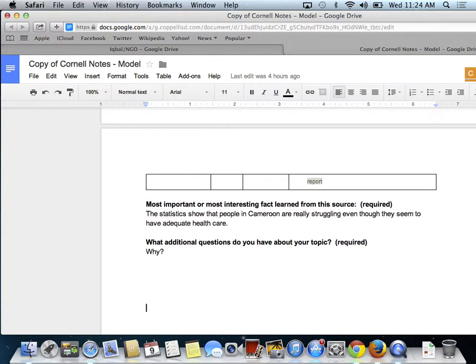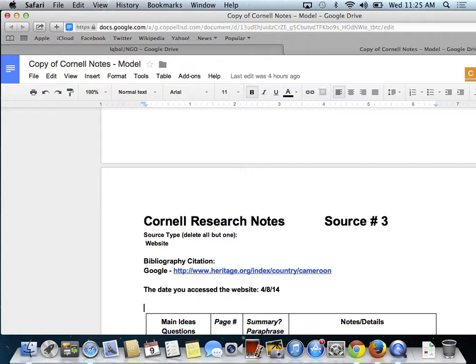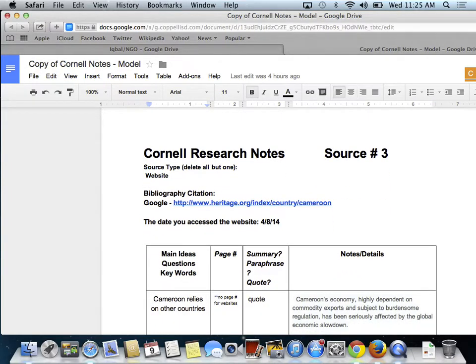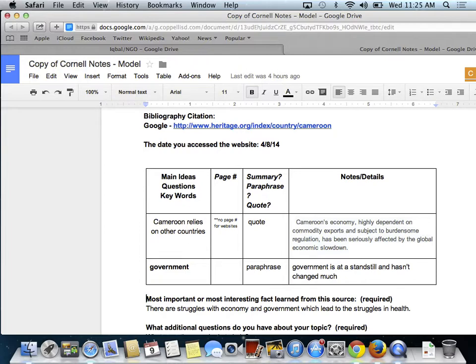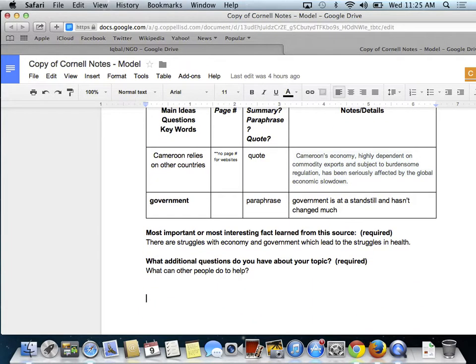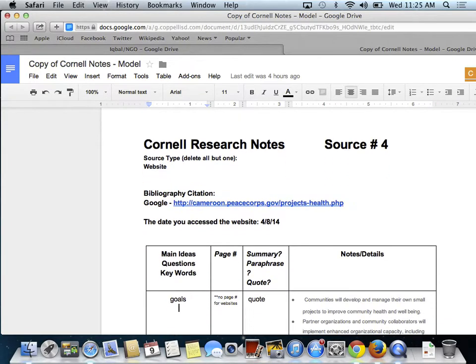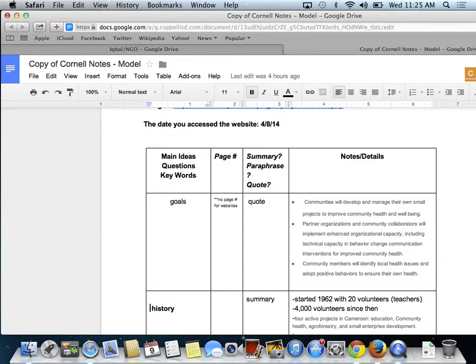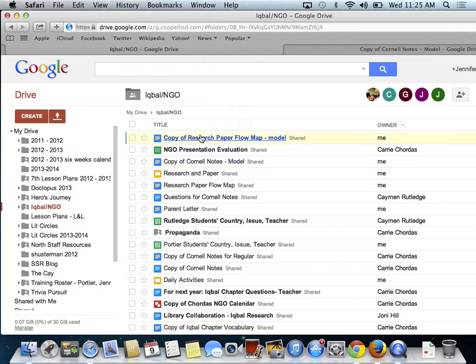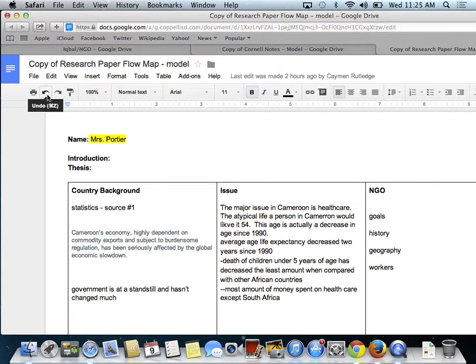Answered questions, continuing on, and I believe this is my NGO. Nope, it's actually about my country, some more information I found there. And then it'll go into my NGO with the goals and the history of the NGO. Okay, so what I've done is I've taken these notes and details that are on my Cornell Notes page, and I've actually just copied and pasted them into my flow map. And I put them into my flow map so that I would have them all organized here for me. And actually, let me undo some of this.